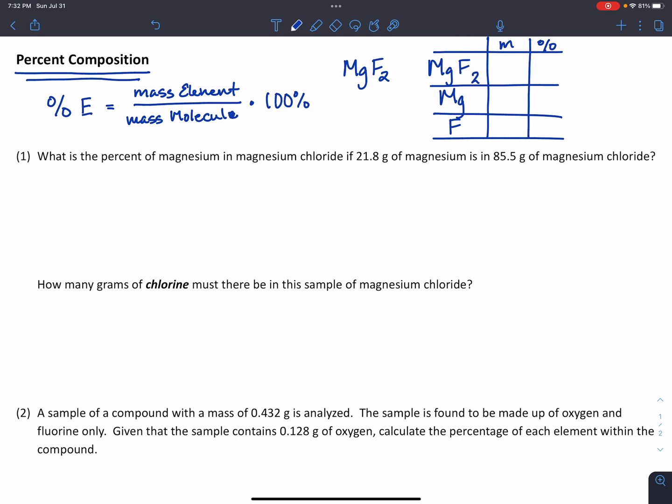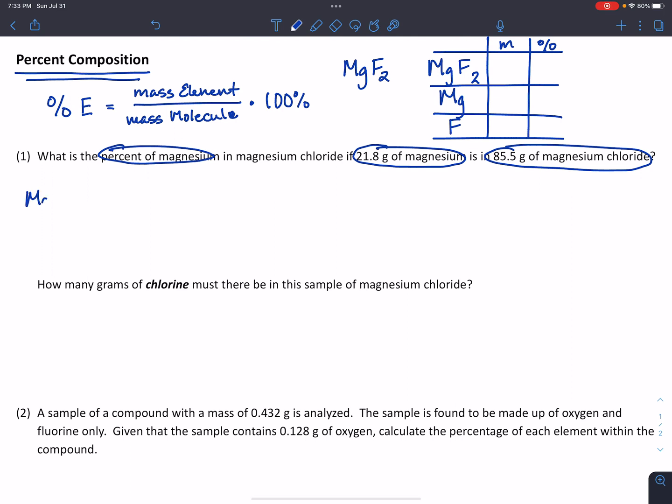All right, so let's move down to problem number 1. Problem number 1 reads, what is the percent of magnesium in magnesium chloride if 21.8 grams of magnesium is in 85.5 grams of magnesium chloride? All right, so we have two numbers. Remember, we got to note our numbers. 21.8 grams of magnesium, 85.5 grams of magnesium chloride. All right, the question is, what is the percentage of magnesium within that compound?